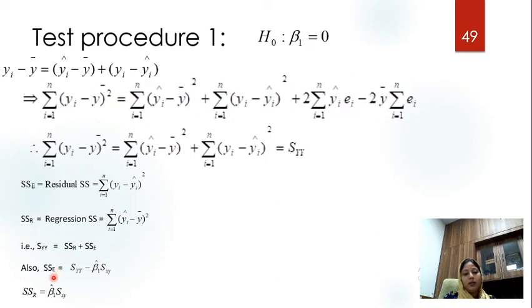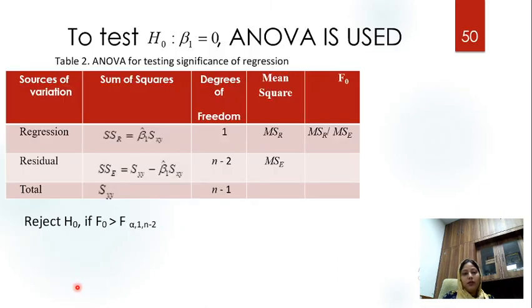Also, the sum of squares due to residual is Syy minus beta 1 hat Sxy. So SSR is nothing but beta 1 hat Sxy. To test H0: beta 1 equal to 0, analysis of variance is used. So this is the ANOVA table.